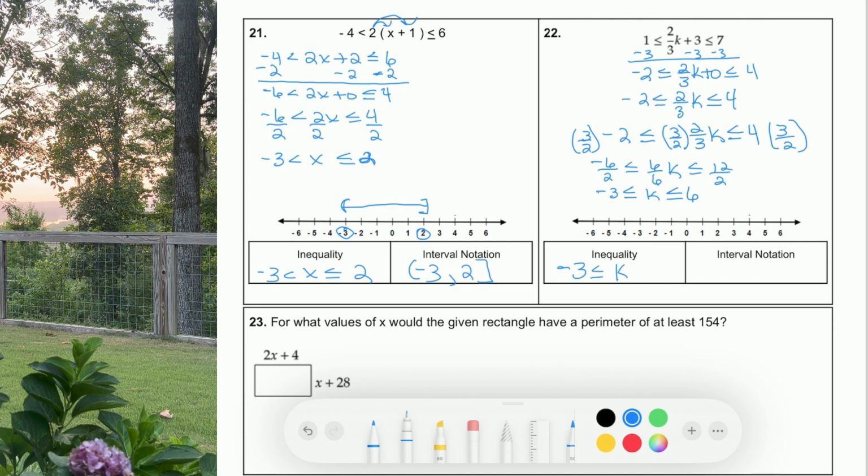So we now have our inequality. Negative 3 is less than or equal to k, which is less than or equal to 6. So our 2 endpoints here that we're using are right here. Both of them are included in the solution set because it says or equal to, so they both have brackets. And then the solution set is in between. Our interval notation is going to have bracket, negative 3, comma, 6, bracket.